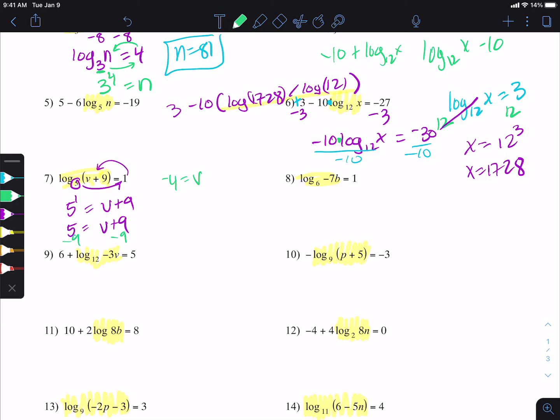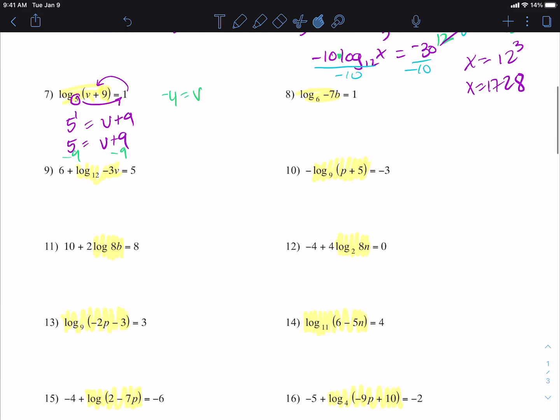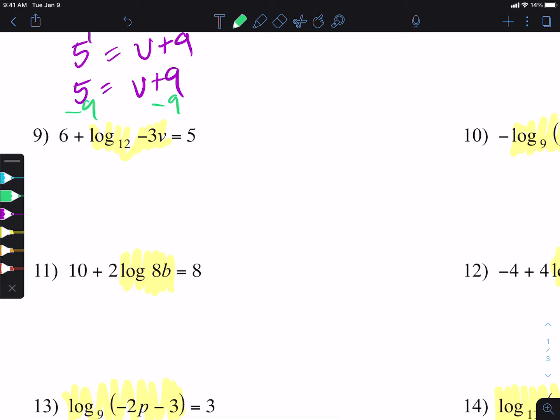If we look at number 9, we've got the 6 that we have to get rid of outside the log, so I'm going to subtract 6 first, so then we have log base 12 of negative 3v equals negative 1. Then we have to switch to exponential form because everything outside the log is taken care of. The negative 3 is inside the log, so we do 12 to the negative 1 equals negative 3v. So 12 to the negative 1 is really 1/12 equals negative 3v.